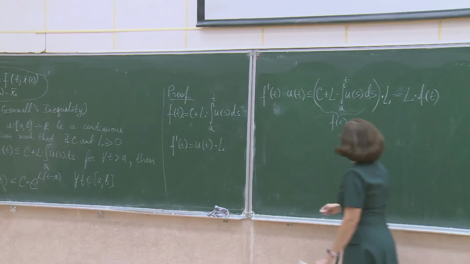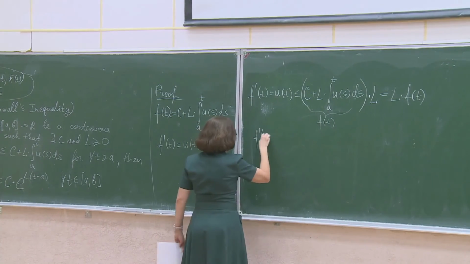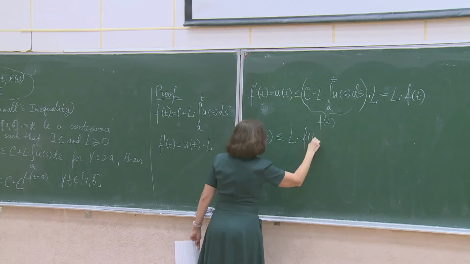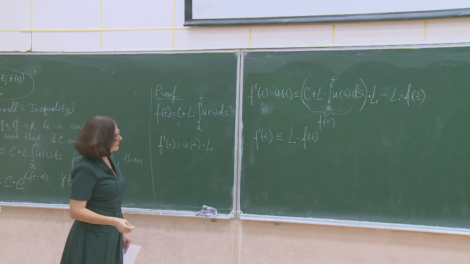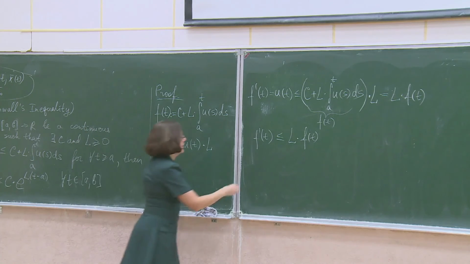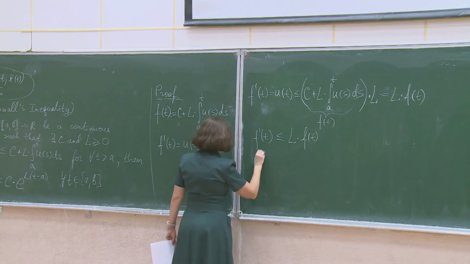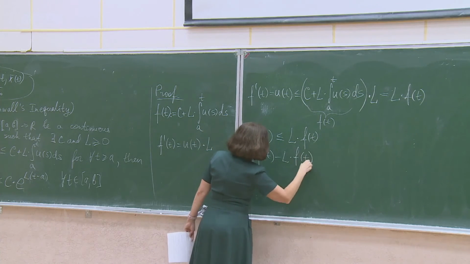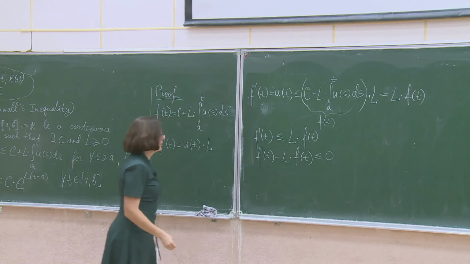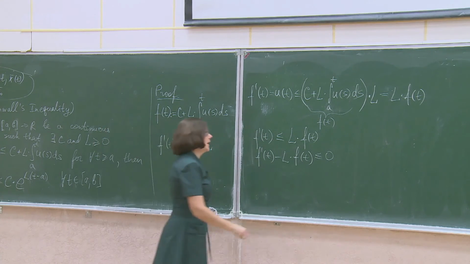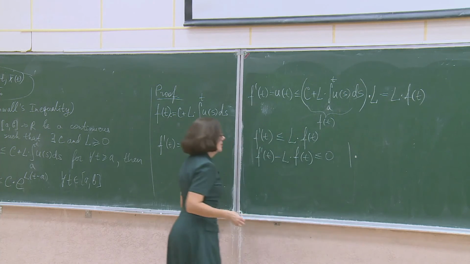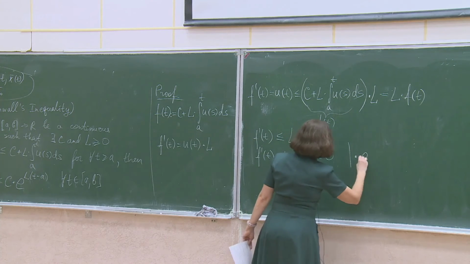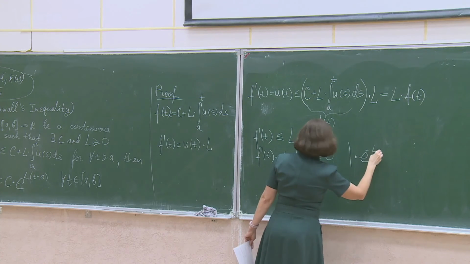So we have the following inequality. F prime of t doesn't exceed L times f of t. Okay, let's move this to the left-hand part. F prime of t minus L times f of t is less than or equal to 0. Now I want to multiply this inequality by the integrating factor of e to the power minus L t.